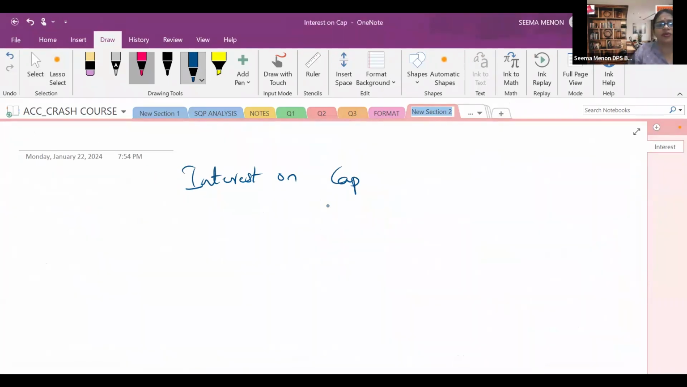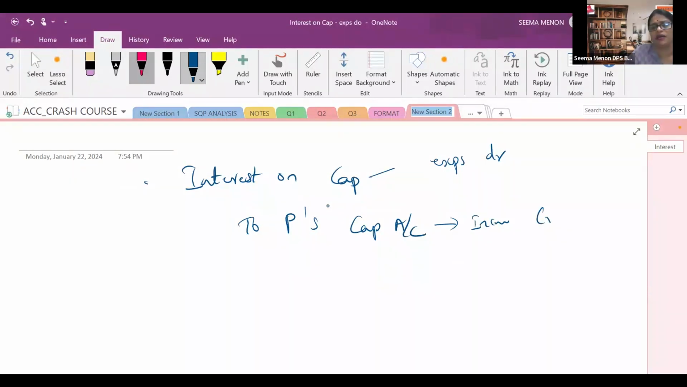Interest on capital will be given to whom? It will be given to partners. And for the partners, it will be an income. For the firm, it is an expense. All the expenses are debited, and for the partners, it is an income. All the incomes are credited.